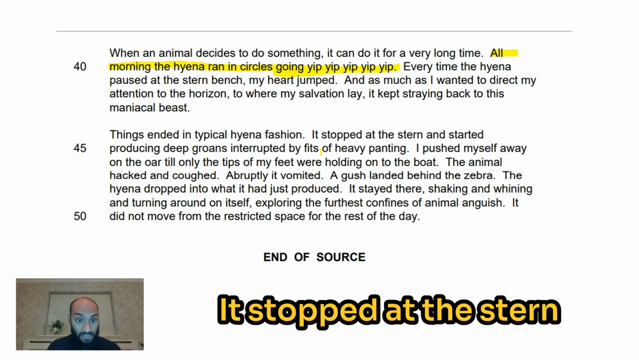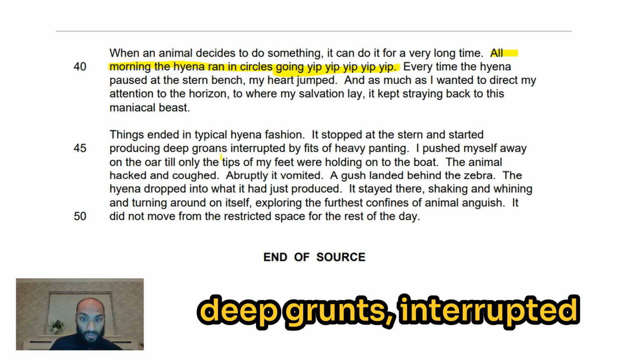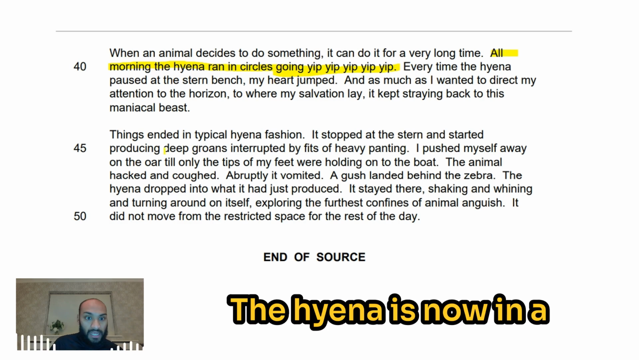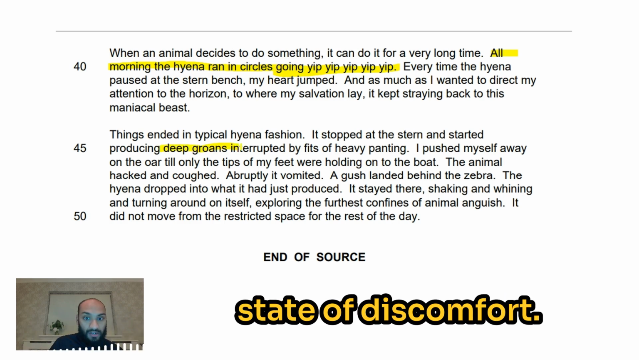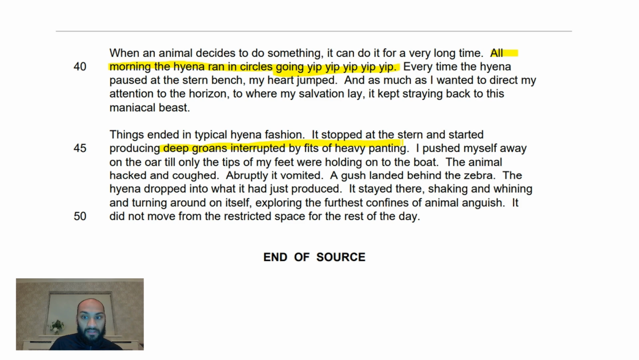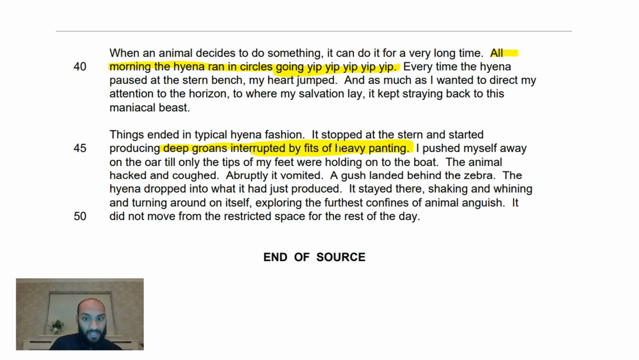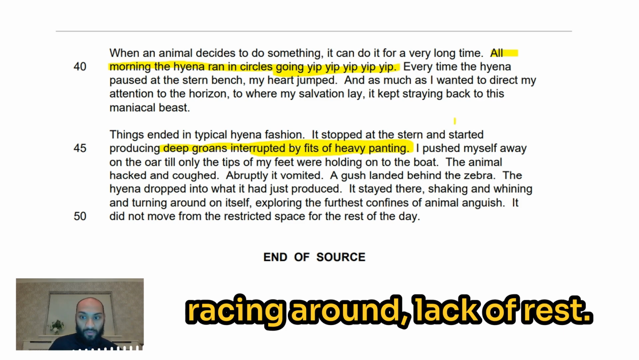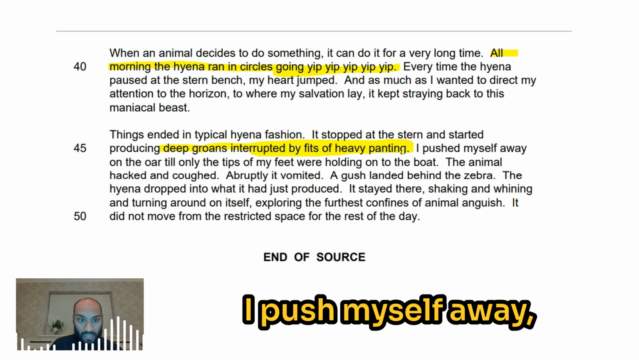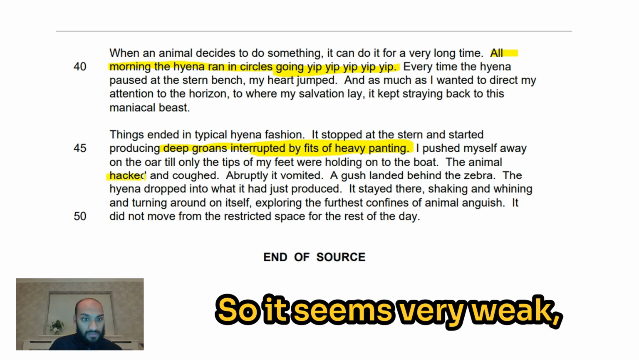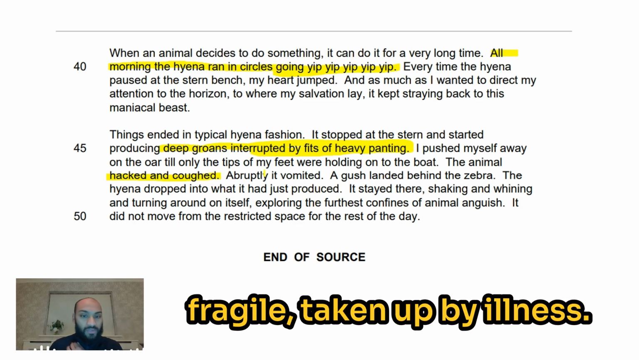Things ended in typical hyena fashion. It stopped at the stern and started producing deep groans interrupted by fits of heavy panting. The hyena is now in a state of discomfort. Maybe it's tired itself out from all the running, racing around, lack of rest. I pushed myself away. Then it says the animal hacked and coughed. So it seems very weak, fragile, taken up by illness.